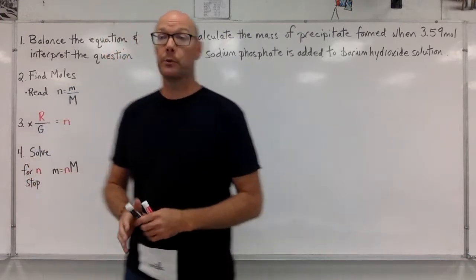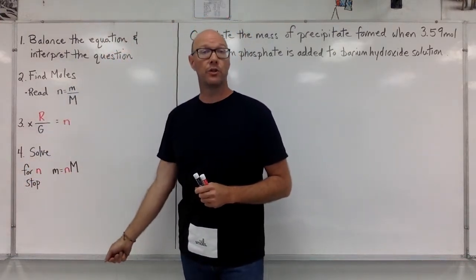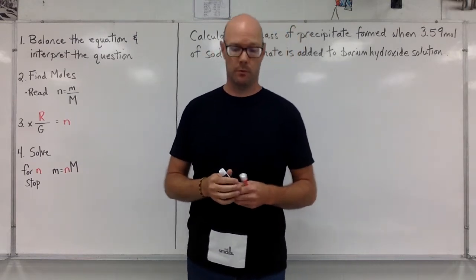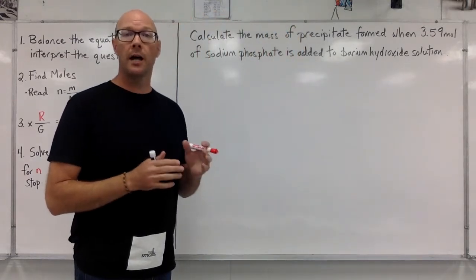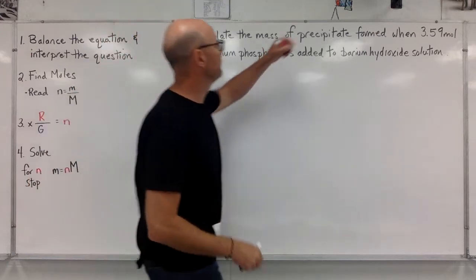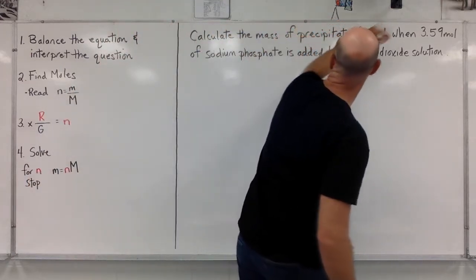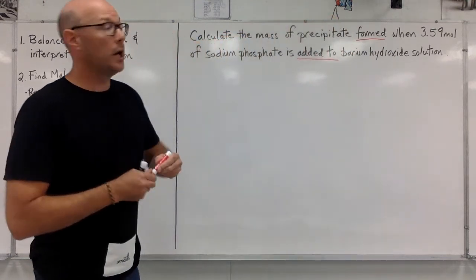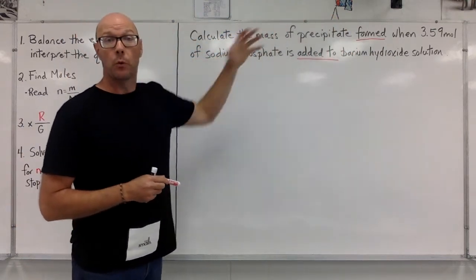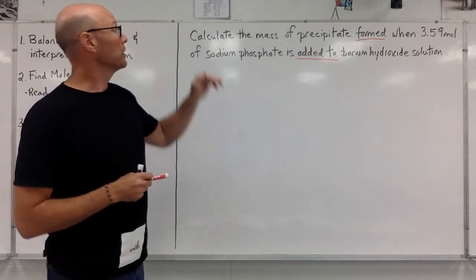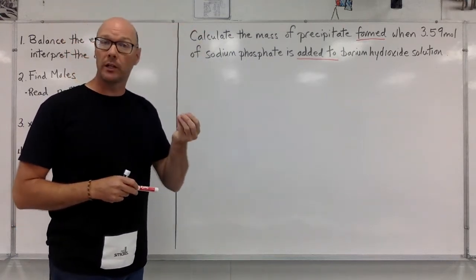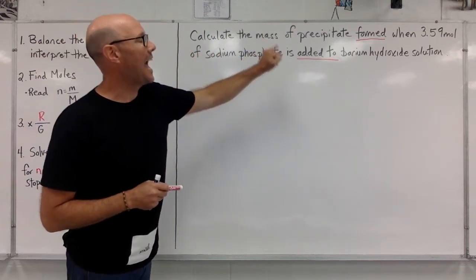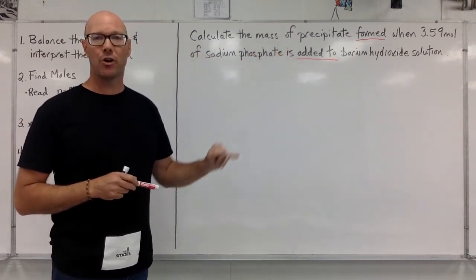When we have a stoichiometry problem, we're always using these 4 steps. And the first step is balance the equation, interpret the question. We're on the lookout for keywords to help us understand what's going on. Formed, added to. A precipitate is formed. We're going to produce a precipitate. We're going to need to find its mass. That's a wrinkle we have not encountered yet. Sodium phosphate is added to barium hydroxide.